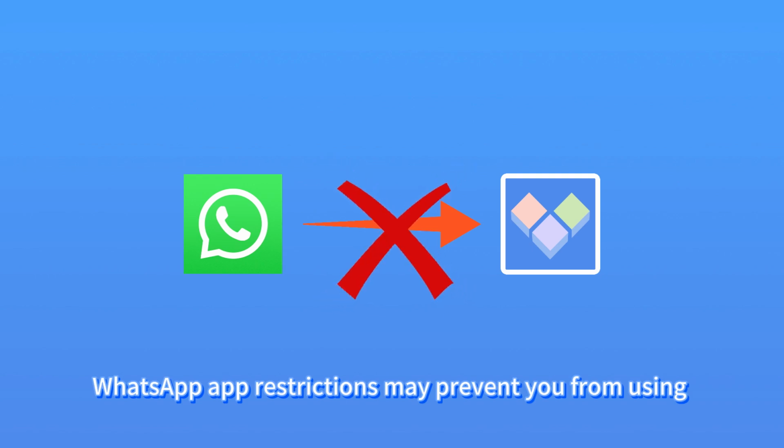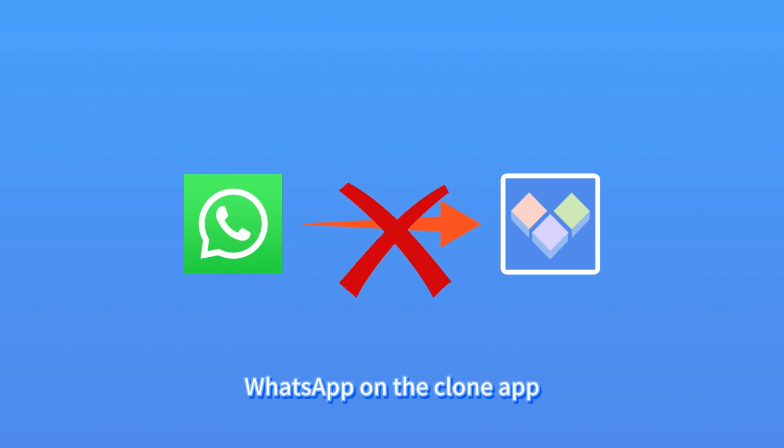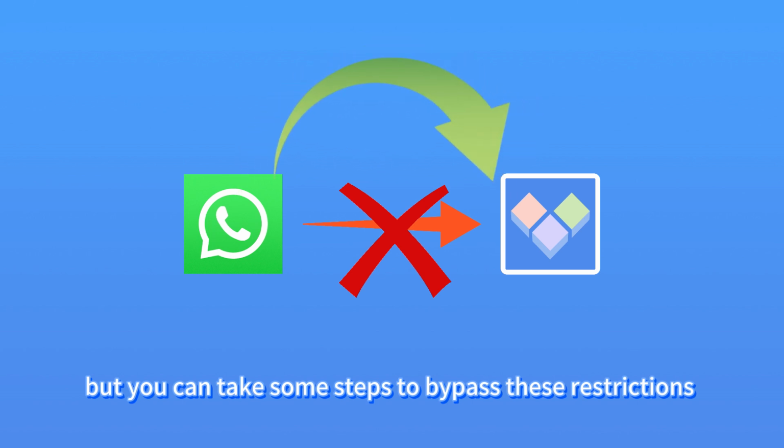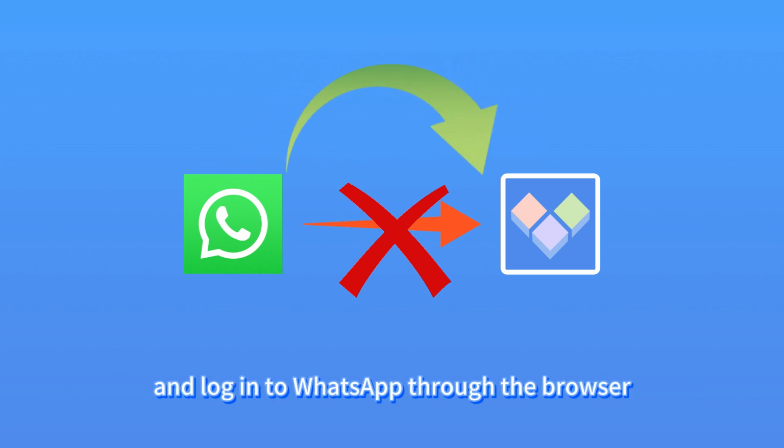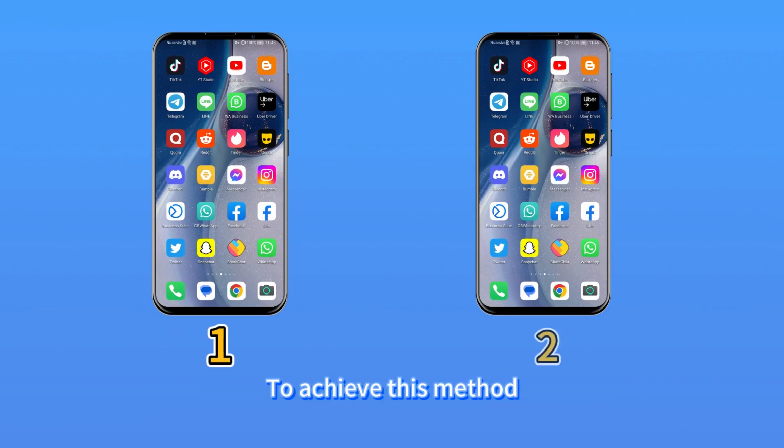WhatsApp app restrictions may prevent you from using WhatsApp on the Clone app, but you can take some steps to bypass these restrictions and log into WhatsApp through the browser. To achieve this method, you need at least 2 devices.